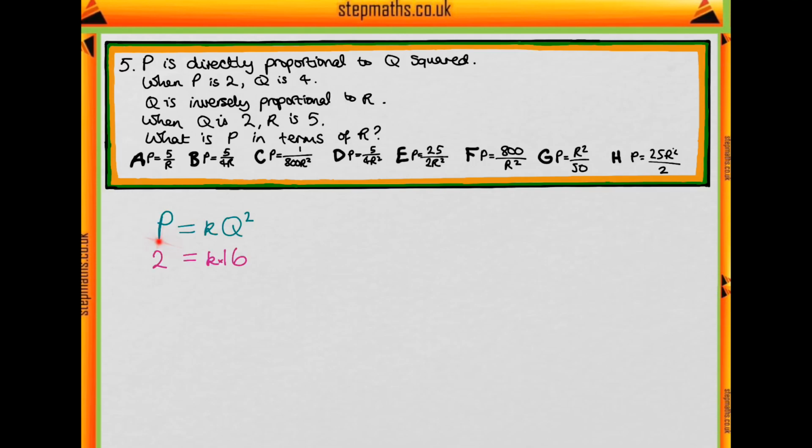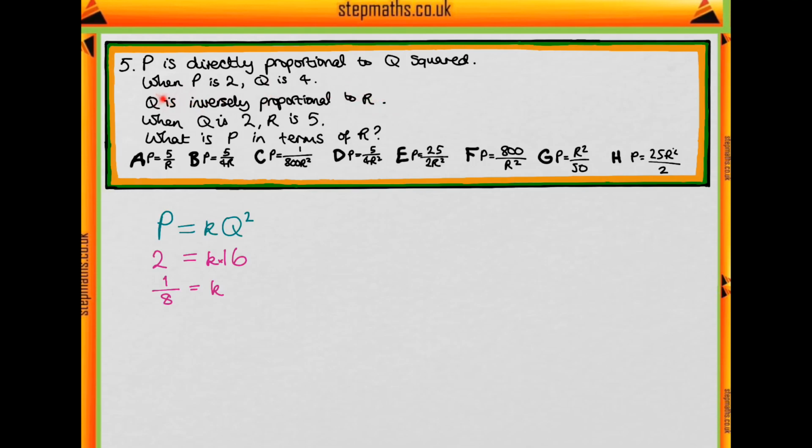So if we plug these numbers in, we can use them to work out what K is. So we get 2 equals K times 4 squared, which is 16. And we can solve that to find that K is equal to an eighth. So have a go and see if you can use the same idea to find a relationship between Q and R and the constant that links them together.